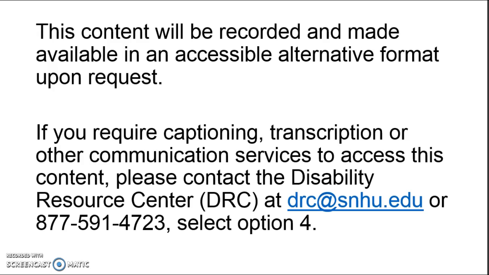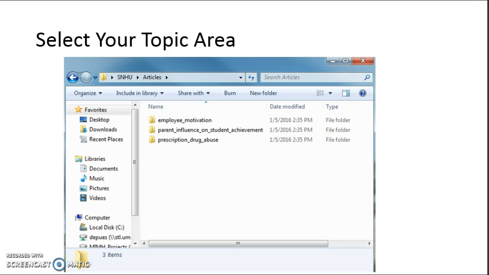Today we're going to talk about Milestone One. In this paper you will summarize the 3 articles in the 1 category you have selected. Looking at this folder, you should have seen something similar when you downloaded the articles. These initial folders are the categories. So here we have a selection of employee motivation, parent influence on student achievement, and prescription drug abuse.